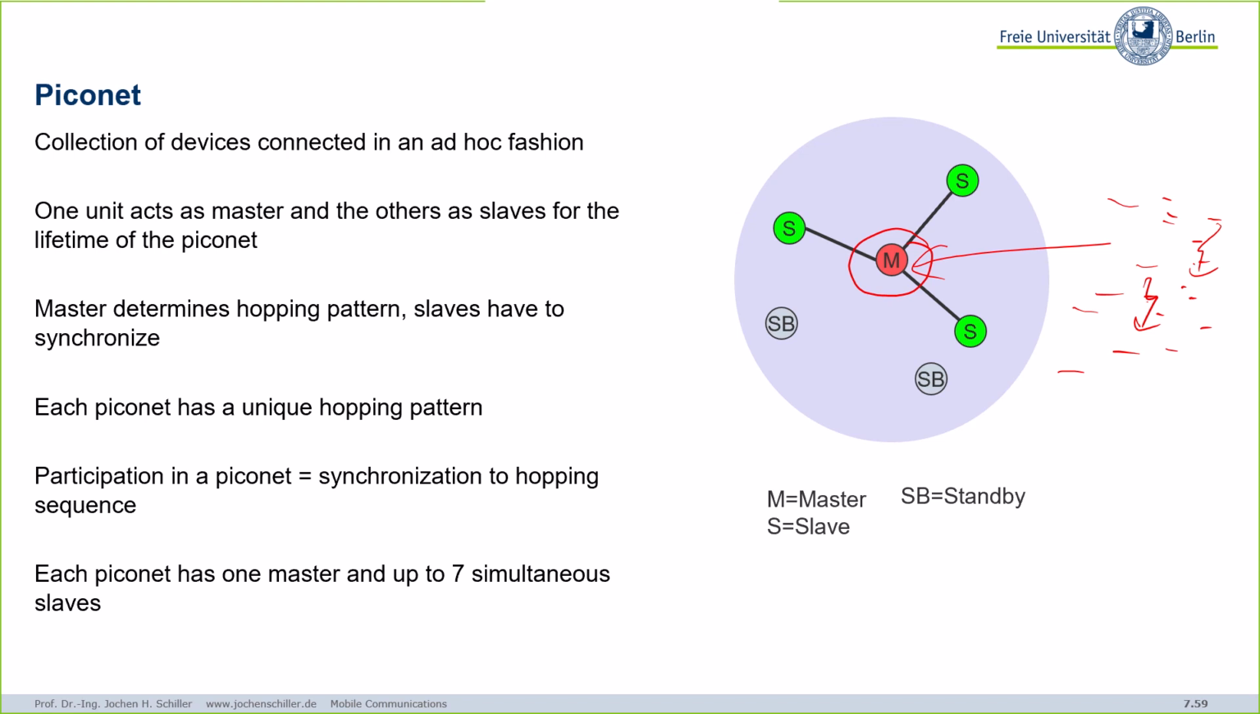So this is why sometimes this is called code division frequency hopping spread spectrum. The code is then the address of the master, and then you spread this hopping over the different channels.